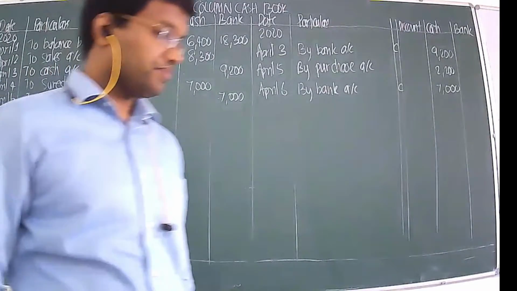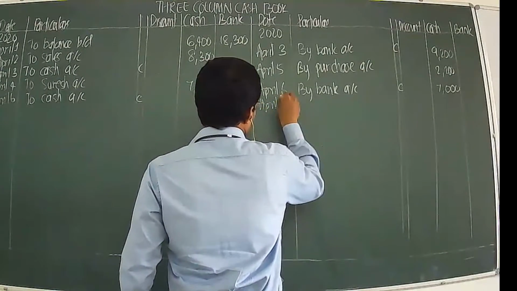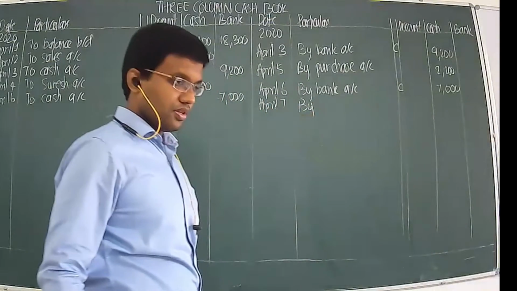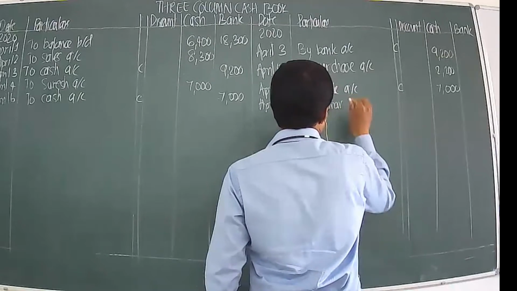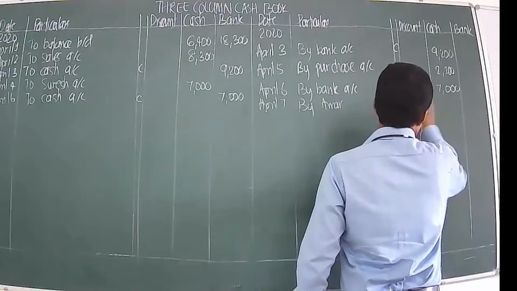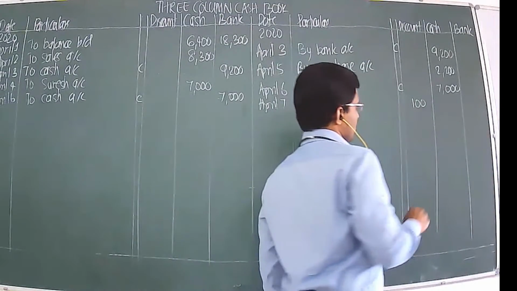On 7th April, in the credit side, by Amar. And by what is it? Amar. Okay, by Amar. So in the discount column we can add 100. Okay, good. Then in the bank column we can add 1,900.